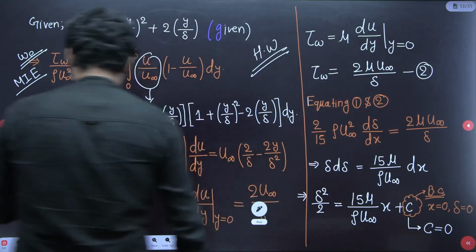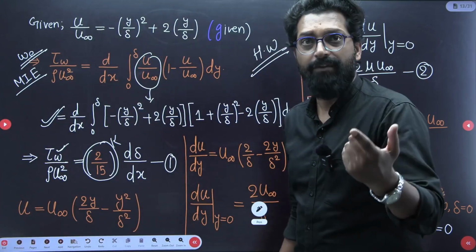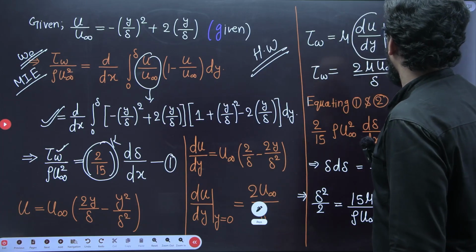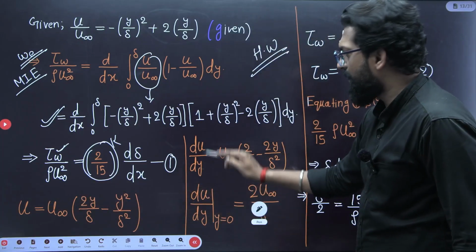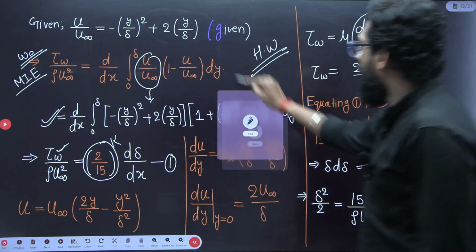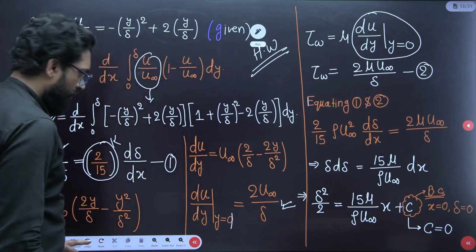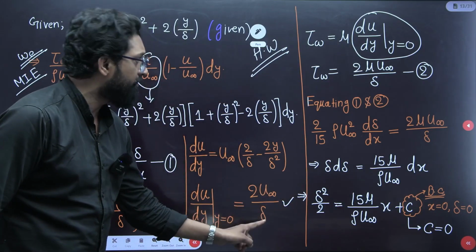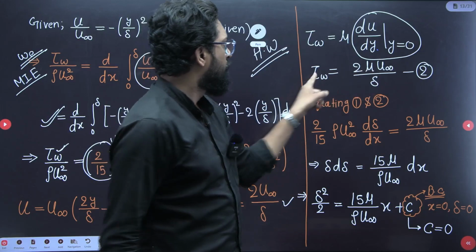Now, we find the second wall shear stress from Newton's law of viscosity. If you apply Newton's law of viscosity, you have the velocity profile already given. You just differentiate with respect to y and put y equal to 0. So du over dy at y equal to 0 is equal to 2 times the free stream velocity divided by delta. Put this value of du over dy at y equal to 0. So this is the second equation.